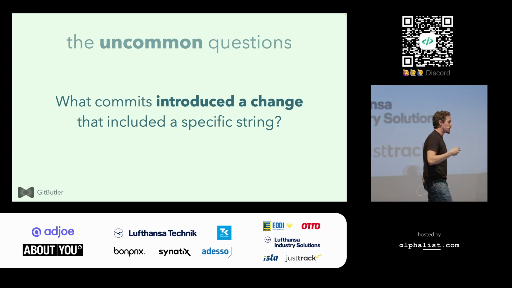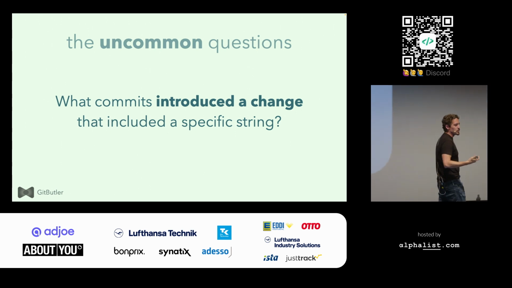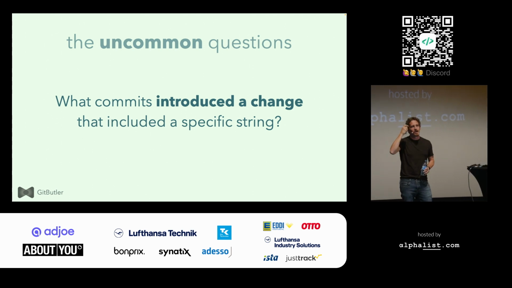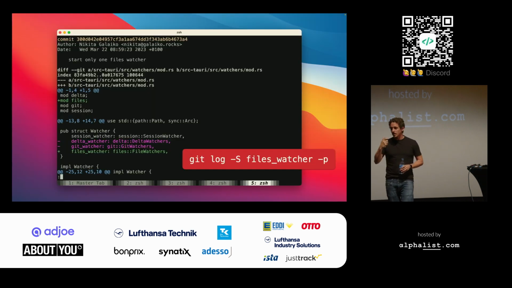Another common question that I think is more valuable: what commits introduced the change that included a specific string? A lot of times you're like, I remember that I wrote something in this function or whatever. I remember what the string is. What commit was it? When was it? And so there's this thing called pickaxe.